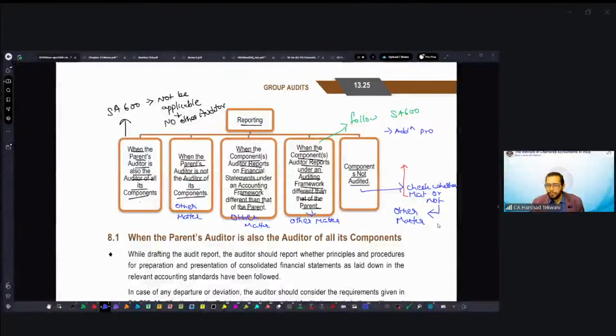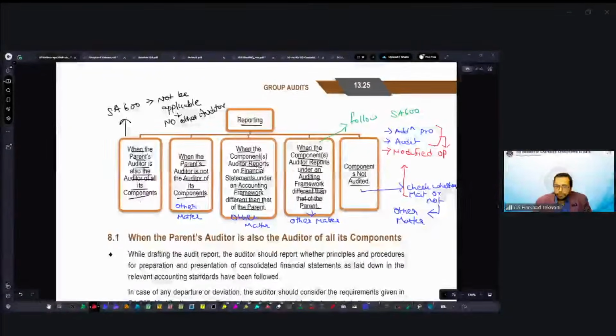Additional procedure, audit, and the last option, modified opinion. Okay. If these two are not possible, then only go for modified opinion. Otherwise, don't go for a modified opinion. Simple, straightforward, that we have understood after the example that we have already seen. Any doubt?